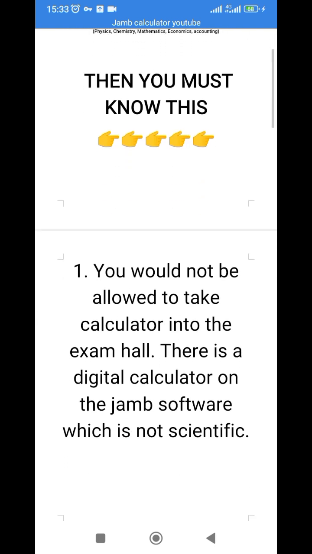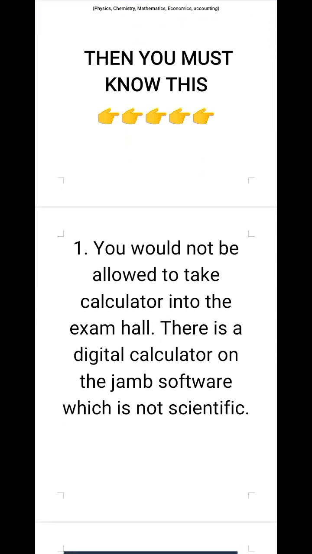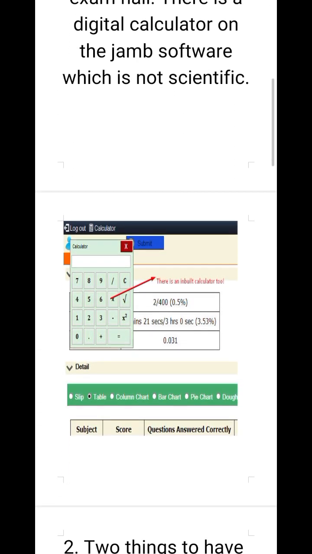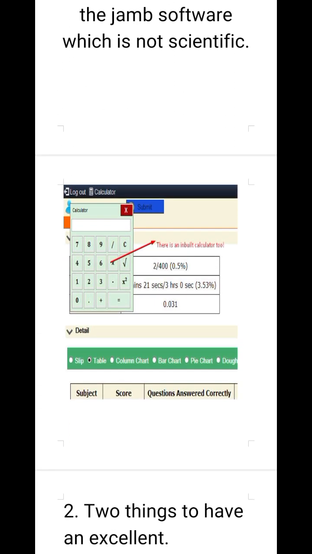Number one, you will not be allowed to take a calculator into the exam, which some of you watching this video should be aware of. If you don't know, then you need to know right now. The calculator on the Jamb software is not a scientific calculator. It can find square root, square, plus, minus, equal to, and a decimal point, which you will definitely need in solving your questions.